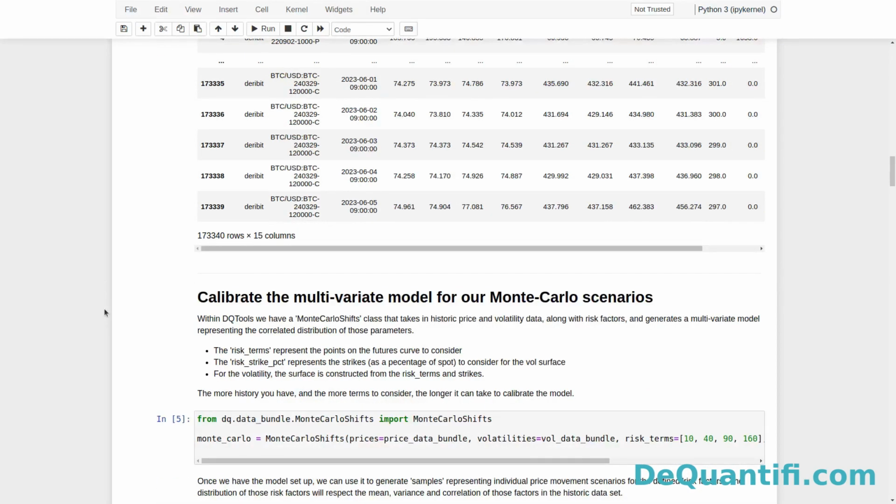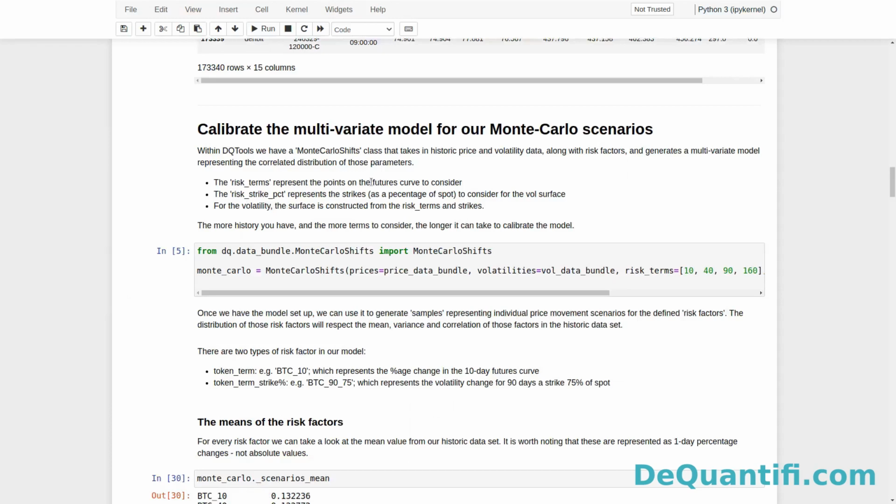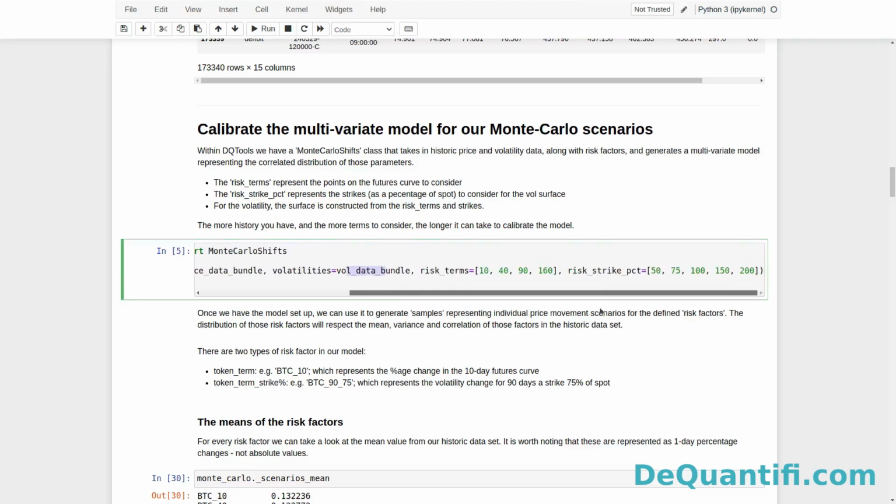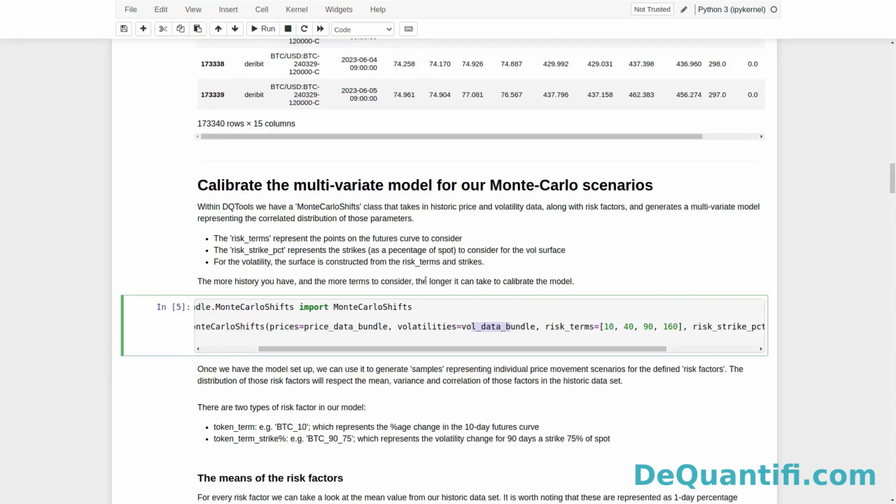So we've got our historic data, and then we need to calibrate our multivariate model so that we can use it for generating the scenarios. We have a class in DQTools specifically set up for that, and we pass in our price history and our vol history, and it will then go off and infer the multivariate distribution. Also, as part of that process, we need to define what risk factors we're going to use. So in this case, we're just picking a few expiry dates.